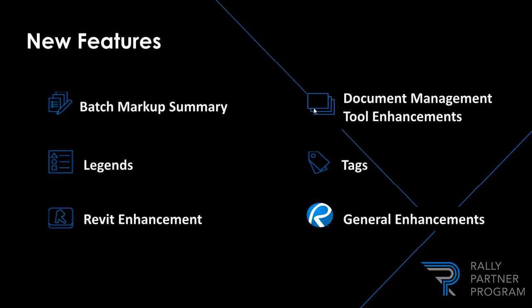The next one is Document Management Tool Enhancements. The document management tools your customers or you have been buying Revu for have gotten even better. Batch links, batch slip sheets, and AutoMarks have all gotten upgrades this year, and we will be showing off some of them during this webinar.